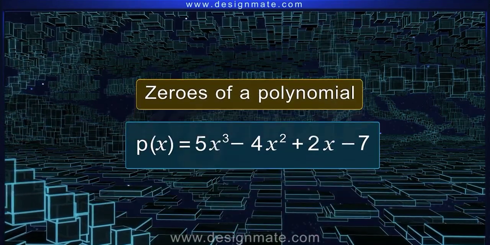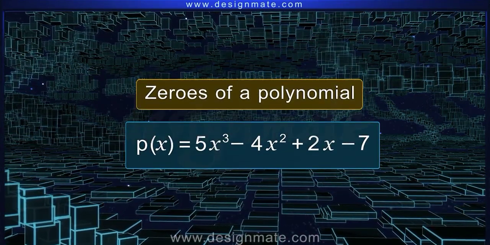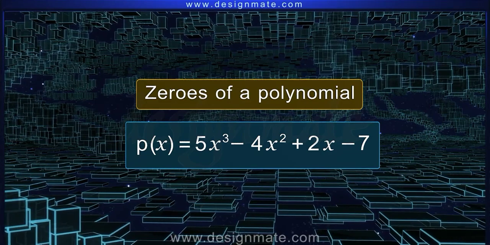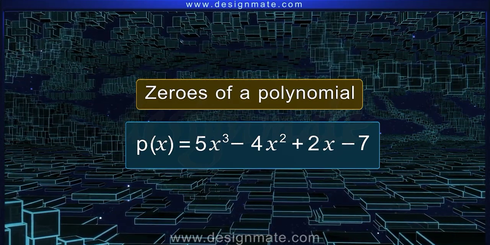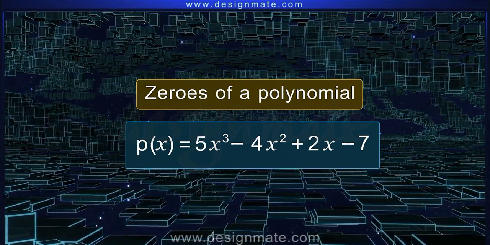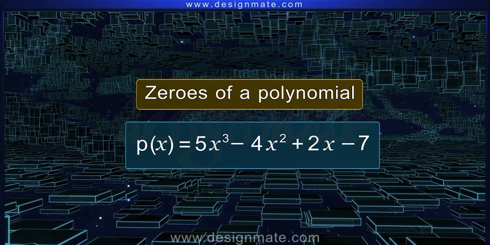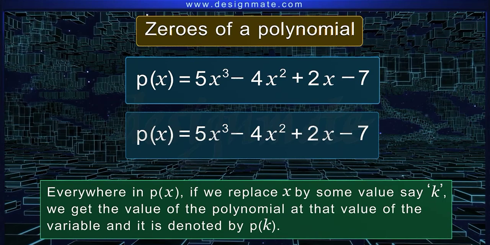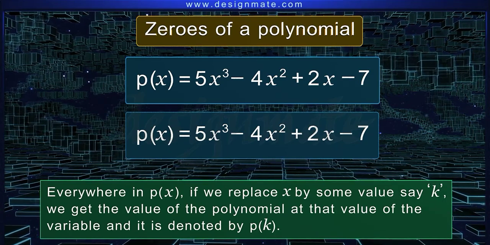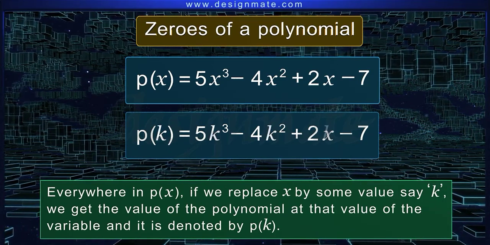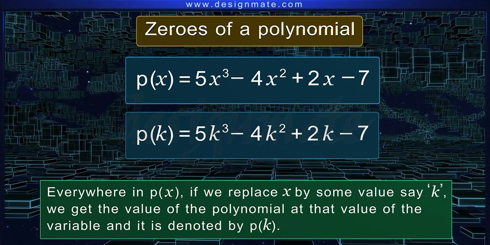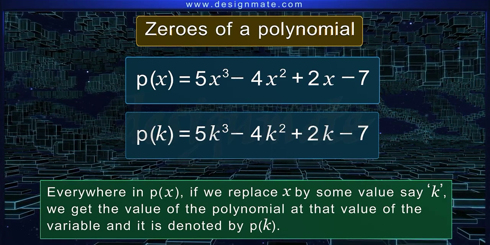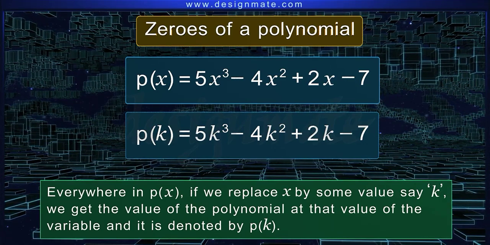Consider the polynomial p of x is equal to 5x cubed minus 4x squared plus 2x minus 7. Everywhere in p of x, if we replace x by some value, say k, we get the value of the polynomial at that value of the variable, and it is denoted by p of k.